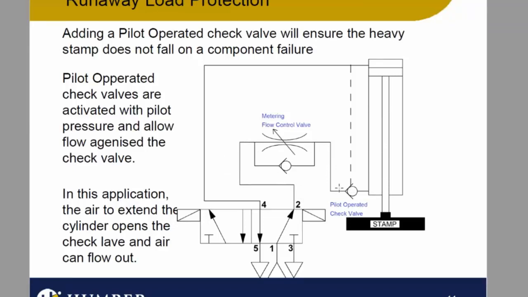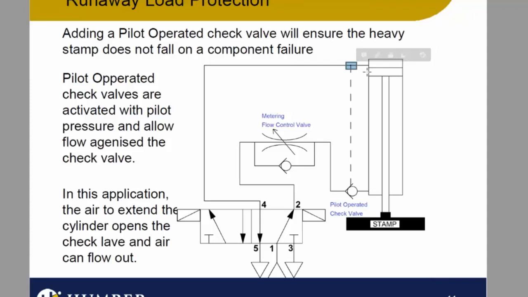Now, a pilot-operated check valve opens the check valve in the opposite direction of how air would regularly go through it. So if I were to put pilot air in here, and remember, pilot lines are dashed lines, if I were to put pilot air into here, that would mean that this was open for air to go from here out. So as I'm making this extend, I am putting air here. Pressurized air exists right here.